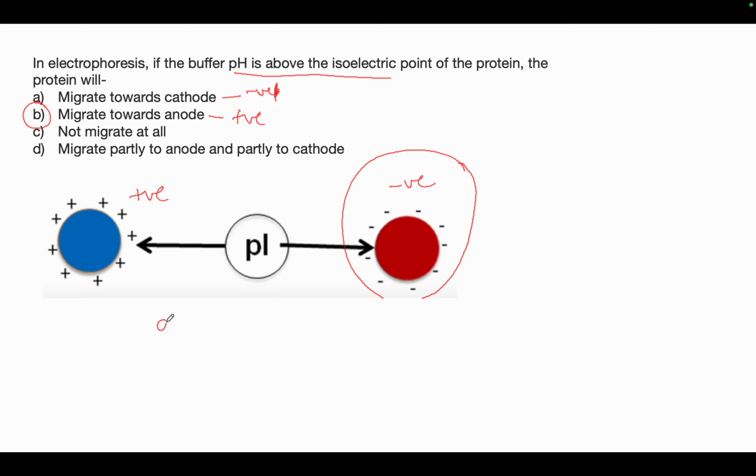Always remember, the anode is positively charged, and an anion is a negatively charged molecule. Anions move towards the anode, cations move towards the cathode.